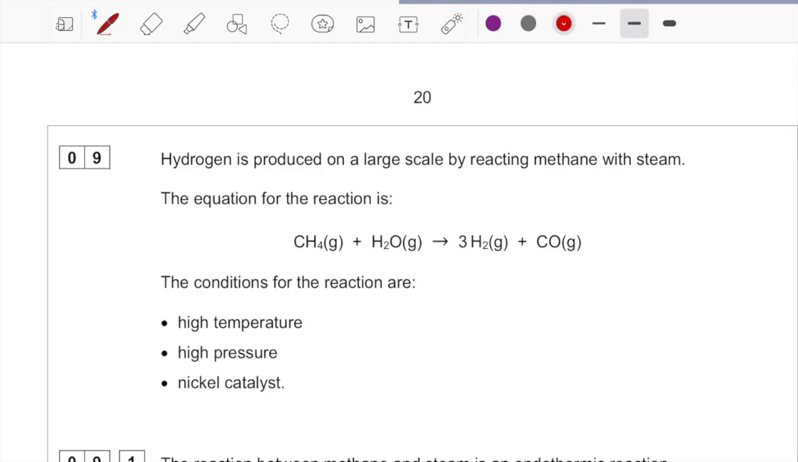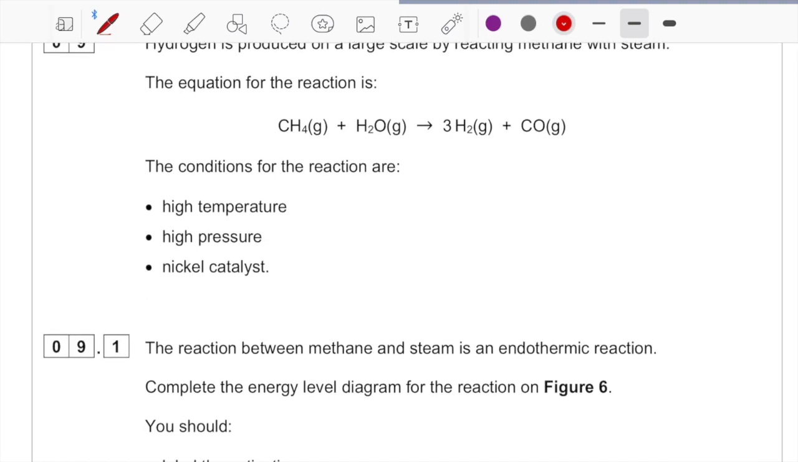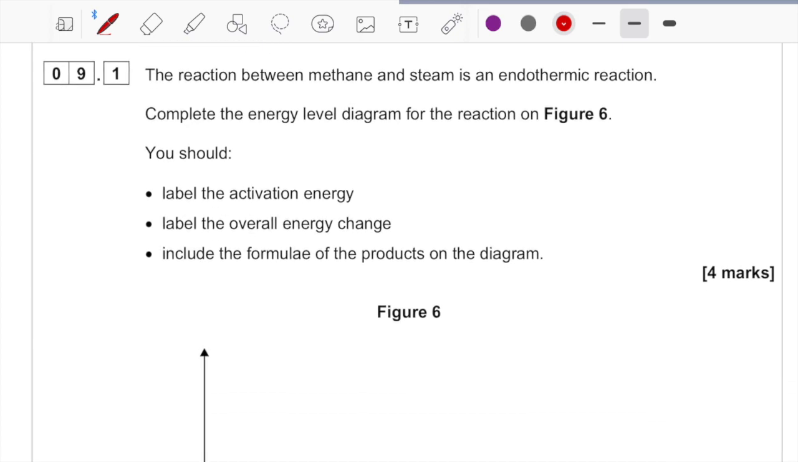Okay, so now we're at the final question. It's telling us that hydrogen is produced on a large scale by reacting methane with steam. They give us the equation for this reaction, and then they tell us the conditions. And then we get to the first part of this question. So it tells us that the reaction between methane and steam is an endothermic reaction. Now, if they're telling us that, that's important. That means energy is taken in. Okay, so endothermic reactions, energy is taken in from the surroundings.